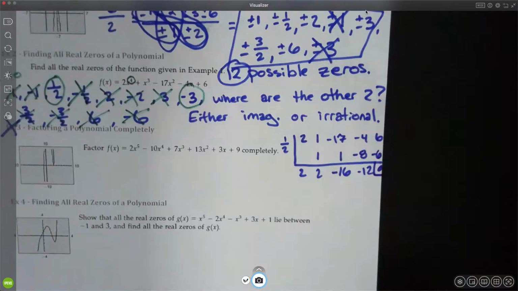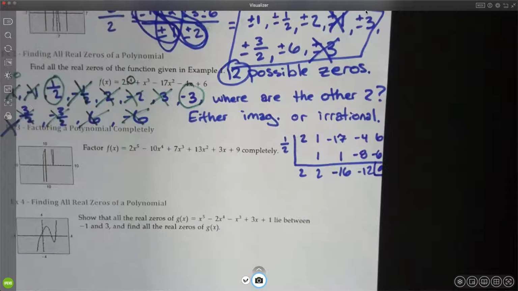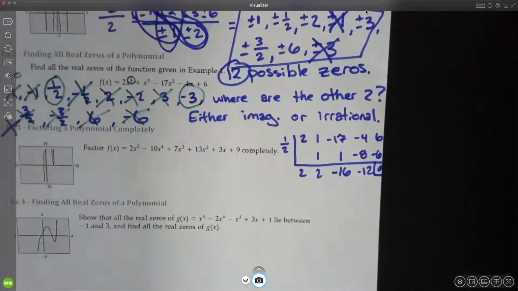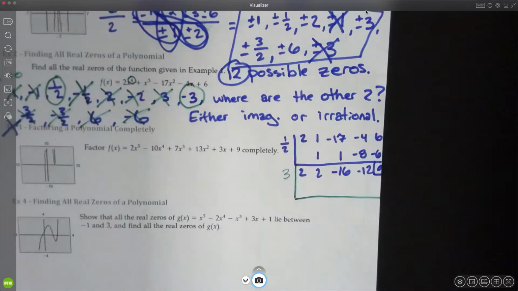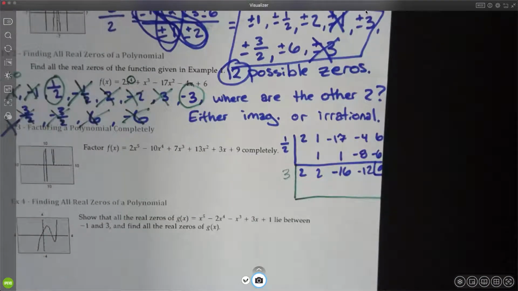Now, don't write out the polynomial, because since we know that 3 also goes in there, we're going to do another synthetic division on top of that. We're going to do back-to-back synthetic divisions. Just wait a second.